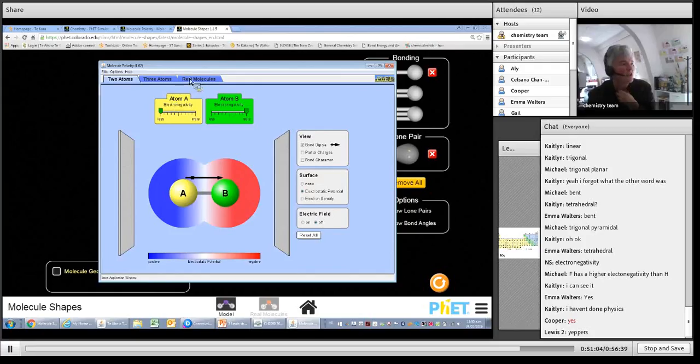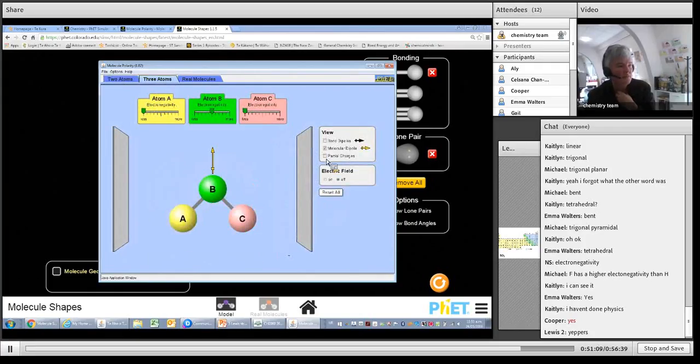Okay, so with 3 atoms, I can do the same thing. Here it doesn't actually show, but if I change the electronegativity and make that one higher, then you can see I'm getting more and more of a dipole. And if I make this one more electronegative, you can see how it moves, how the yellow here shows the overall molecular dipole.